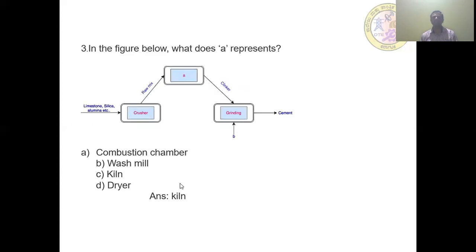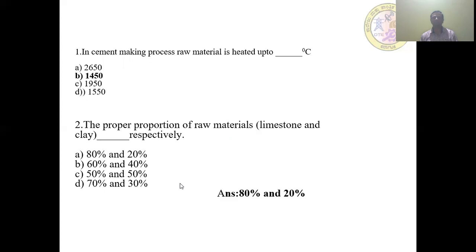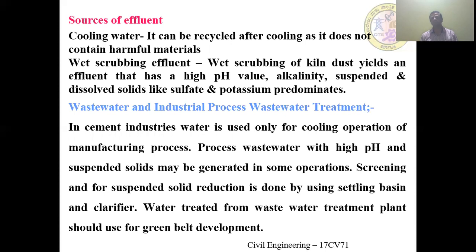In this class, we discussed the processes involved in treating industrial wastewater, taking the cement industry as the example. Here, there is no COD or BOD. Only equalization, pH, alkalinity and suspended solids are treated. Thank you.